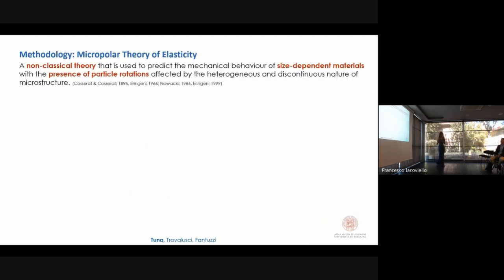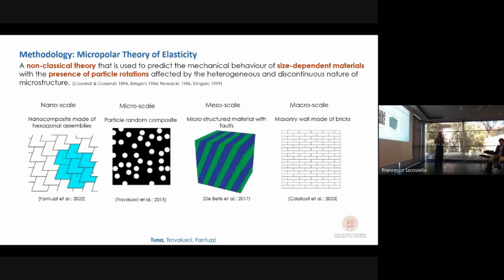This theory is especially used when the material is affected by the heterogeneous and discontinuous nature of the underlying material organization. And this heterogeneity and discontinuity also make the structure more prone to fracture type failure. Here you can see different examples with this kind of internal structure, and the gross mechanical models of all of them use micropolar theory.